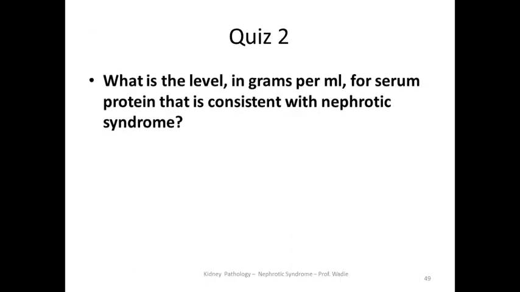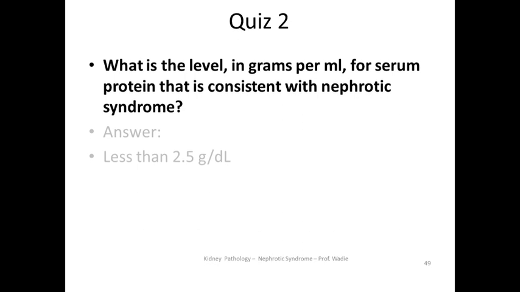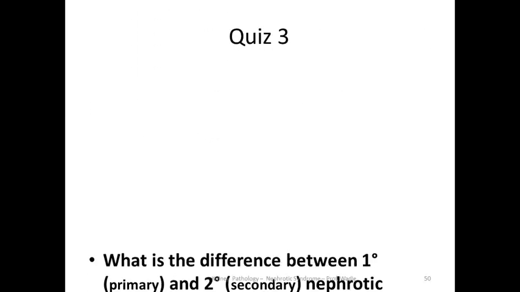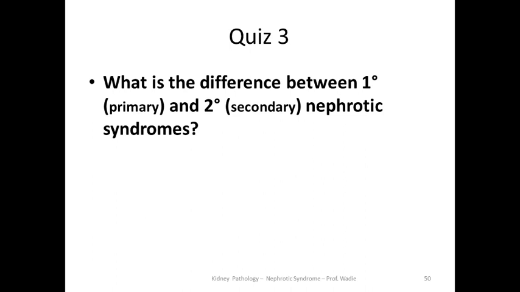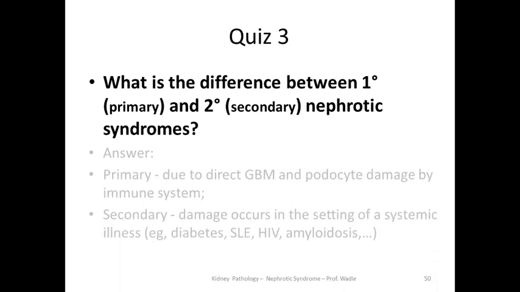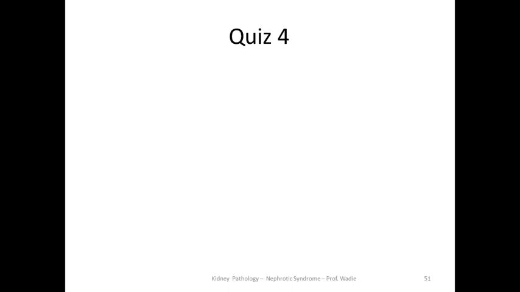So you find these quizzes very important. What is the level in grams per ml for serum protein that is consistent with the nephrotic syndrome? Gram per deciliter, I mean, and not per ml. Gram per deciliter, and you find the answer, and then you go through the quiz. What is the difference between the primary and the secondary nephrotic syndromes? You have to know the answer by yourself.